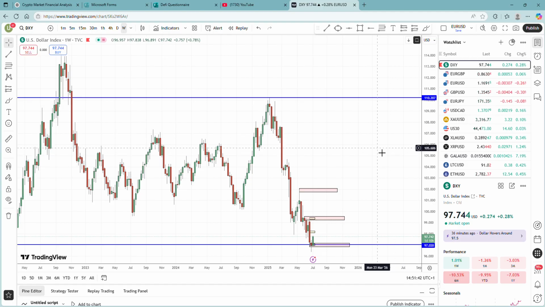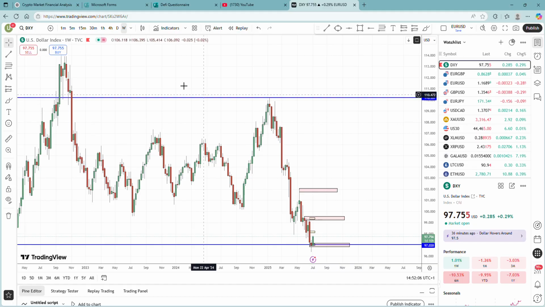The dollar index is a good indication of where the dollar is going next. Remember, in my previous videos I've always said if you trade Euro USD or GBP USD, you need to be looking at the dollar index beforehand. So if the dollar index goes up, the USD pairs go down. If the dollar index goes down, the USD pairs go up.